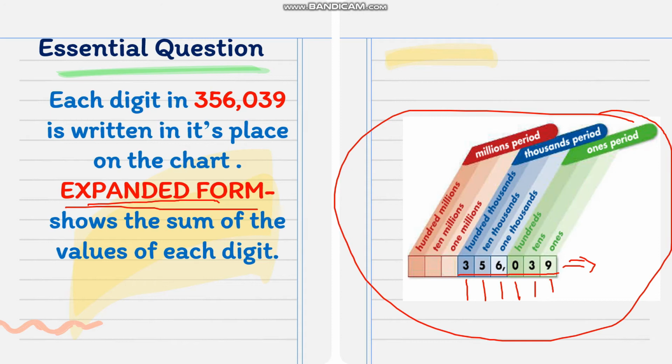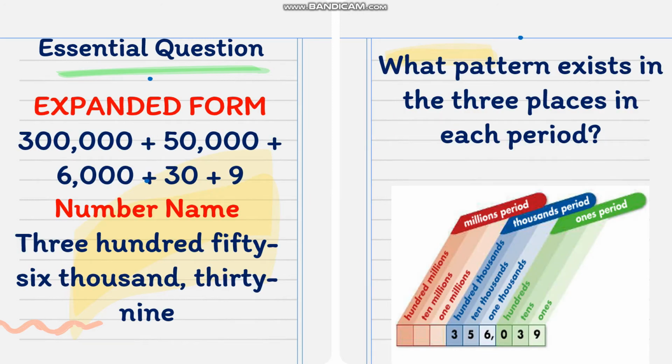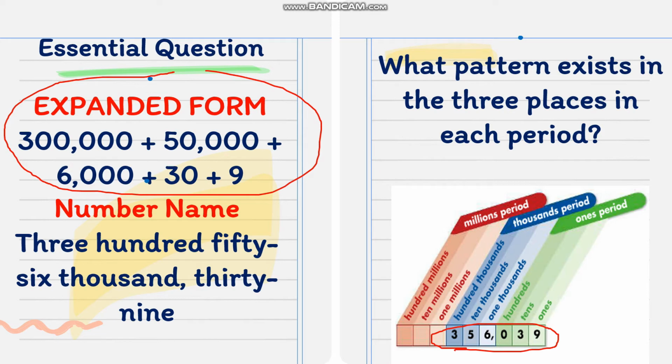How are we going to do that? Now, as you can see here, this is the answer already. From 356,039, this is the expanded form. Why? The first step that you're going to do is look at the first digit. The first digit is 3. And what is the place value of 3? It's in the 100,000s. So what is the value of 3? By simply multiplying 3 by 100,000. So 3 multiplied by 100,000 is equivalent to 300,000.